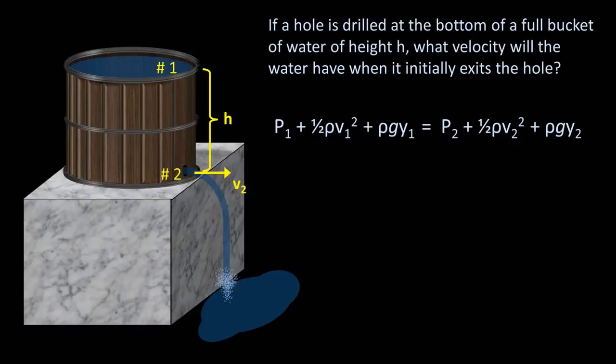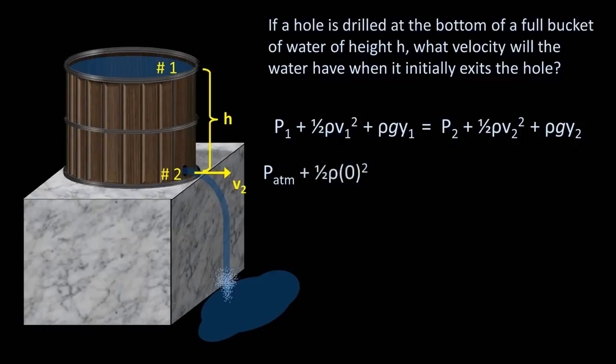First, the pressure at point 1 is atmospheric pressure. What is the velocity at point 1? By the continuity equation, the velocity times cross-sectional area at point 1 must equal the velocity times cross-sectional area at point 2. However, if we assume that the cross-sectional area of the entire barrel is much larger than that of the hole, the velocity at point 1, that is how fast the water line is moving down, is very small and for practical purposes can be assumed to be 0.